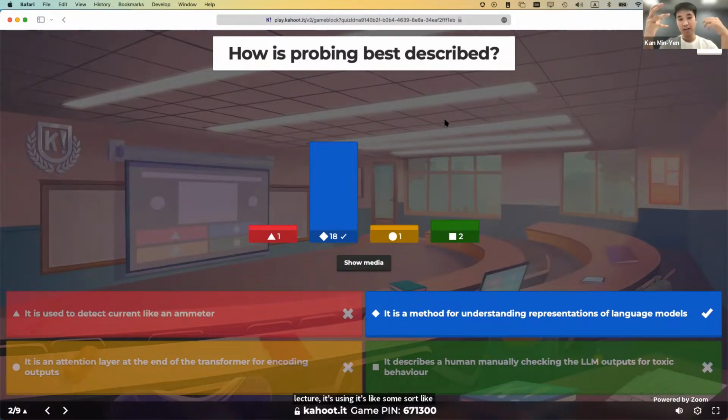So the other answers are wrong, right? Because number one, when you say it's used to detect current emitter, we used the analogy of an emitter last lecture to describe what probing is, but it's not exactly the same as the emitter. For the yellow one, it's not really an attention layer. Usually we use linear layers instead of attention layers to actually do probing, and it's not really encoding outputs. You're trying to just classify something based on whether it has an attribute. Then for the green color line, it is totally wrong. The green color one is not even what probing actually stands for. So yeah, those are the explanations why.